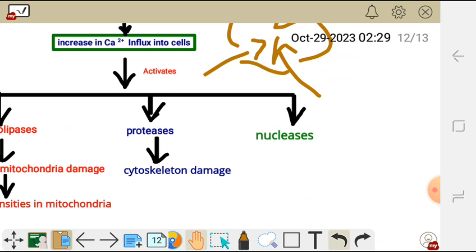So in a nutshell, we have looked at the causes of cell injury, and then we have also looked at reversible and irreversible cell injury. Then in the next video, we are going to look at necrosis, apoptosis, and calcification.